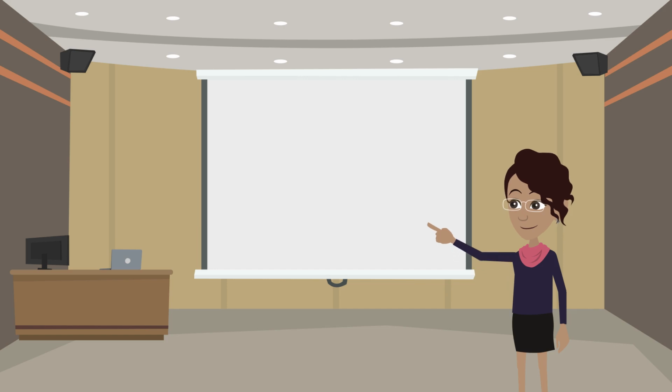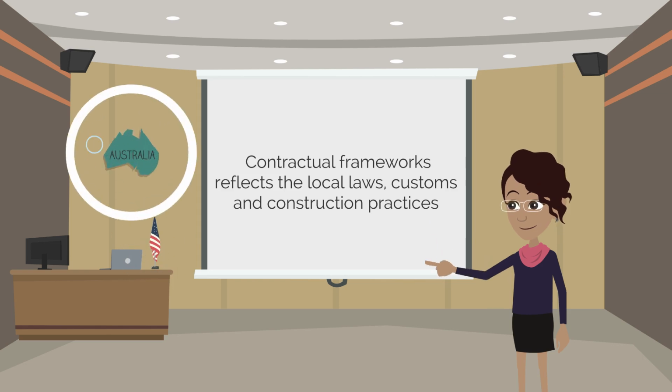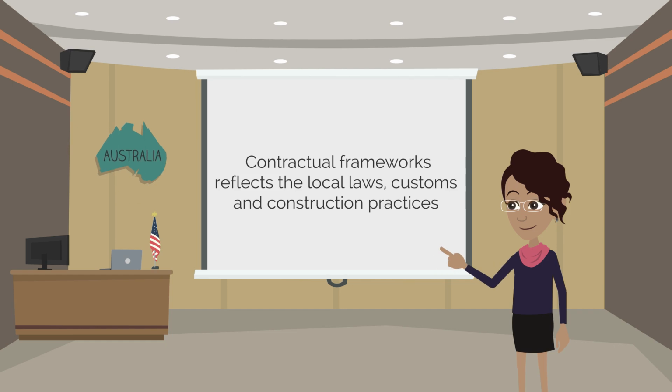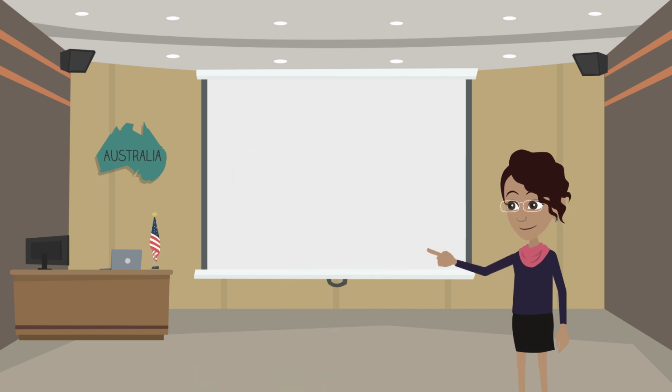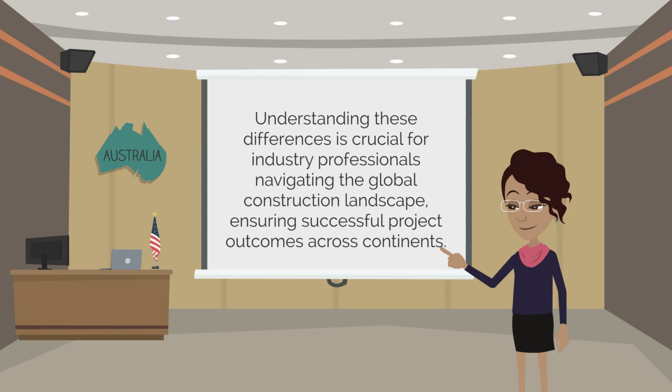The construction industry's contractual frameworks reflect the intricacies of local law, customs, and construction practices, from the consensus-driven approach in the United States to the standardization efforts in Australia. Each region has developed contracts that cater to its unique challenges and requirements. Understanding these differences is crucial for industry professionals navigating the global construction landscape, ensuring successful project outcomes across continents.